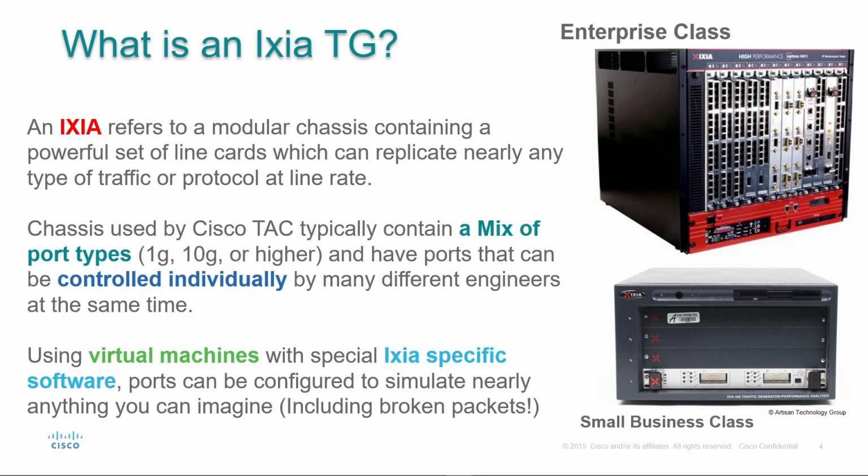Now, when we have these larger enterprise chassis, TAC engineers will be able to control every single one of these ports individually. The result is that we might have dozens of engineers working on the same chassis simultaneously. Each group of people is going to be working on maybe only 1 or 2 ports at a time. The way we're able to work with just those 1 or 2 ports is by using some special IXIA specific software. And as you may have already guessed, IX Explorer is one of those software applications.